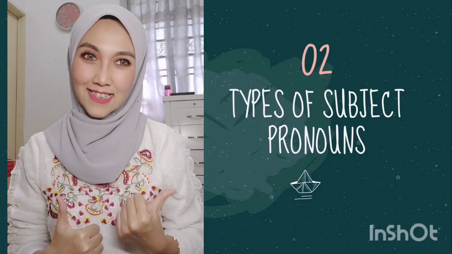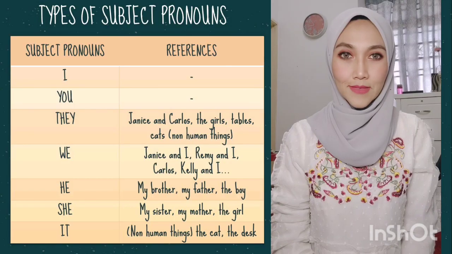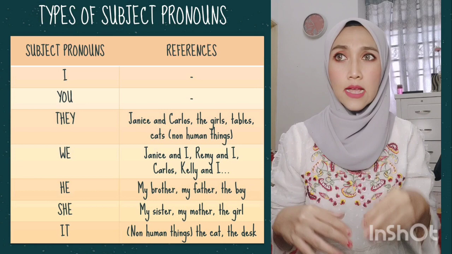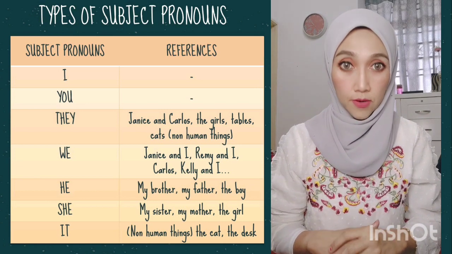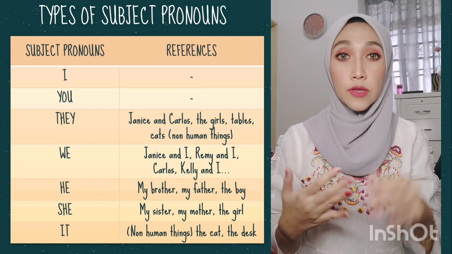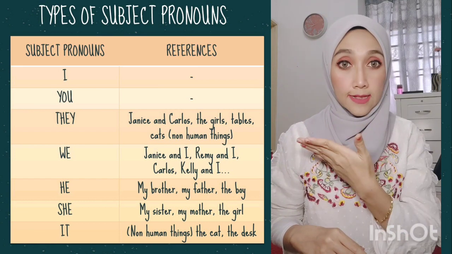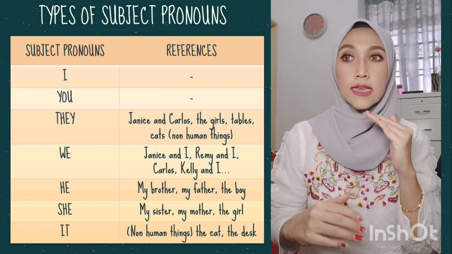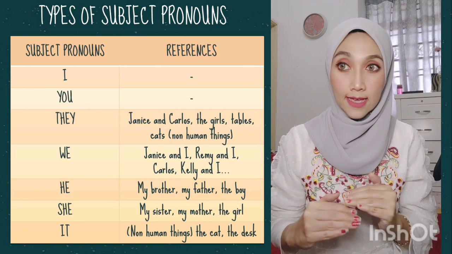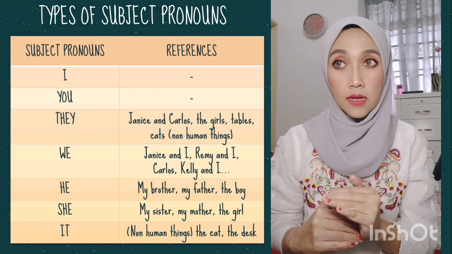Okay, now let's see the second part of the lesson, types of subject pronouns. My dearest, here I will explain further the types of subject pronouns. Just now I mentioned the singular and plural subject pronouns, and here will be the reference to it. First, look at the slides. Subject pronouns: I, you, they, we, he, she, it. Some are singular subject pronouns and some are plural.